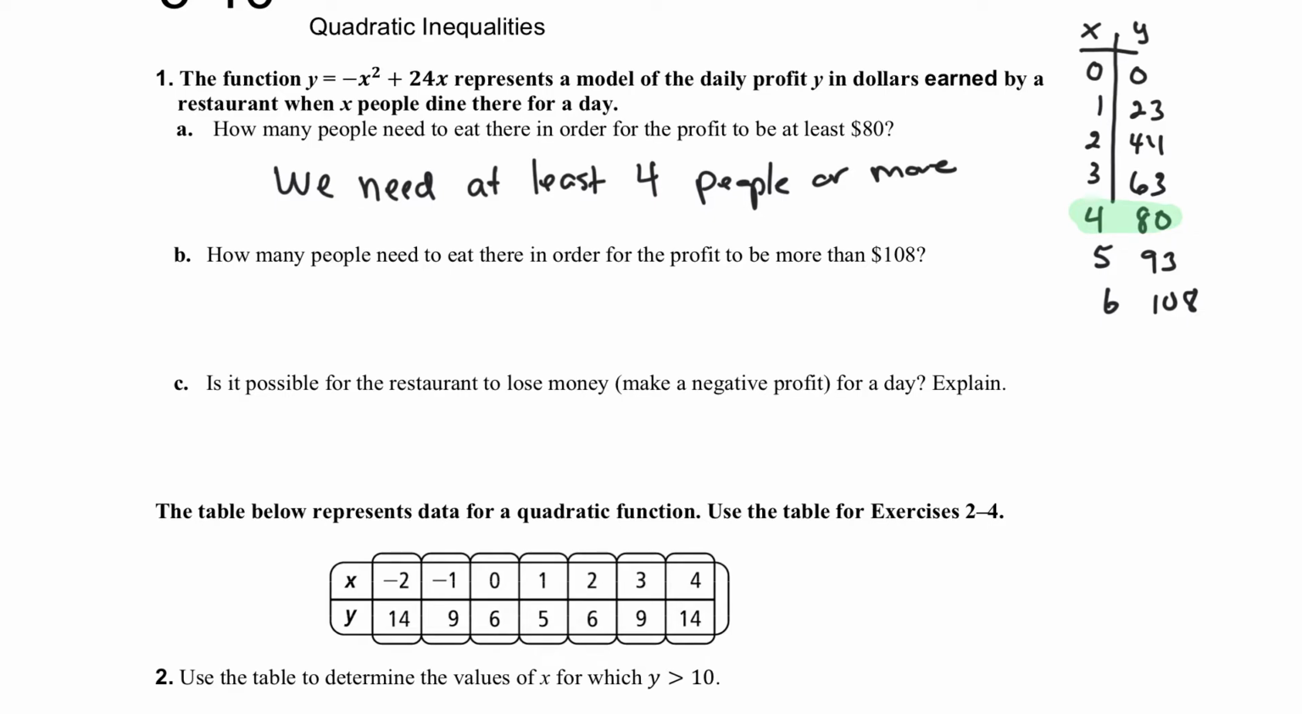B, how many people need to eat there in order for the profit to be more than 108? Now, you want the profit to be greater than 108. In other words, it can't be 6 because 108 is not greater than 108.